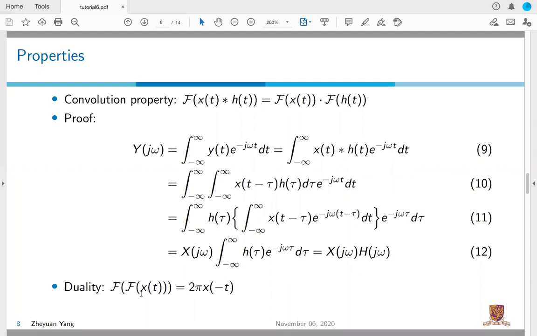And finally, I provide a duality property here. It says that the Fourier transform of the Fourier transform of x(t) is equal to 2 pi times x(-t). This is for your interest, you can try to prove it by yourself.